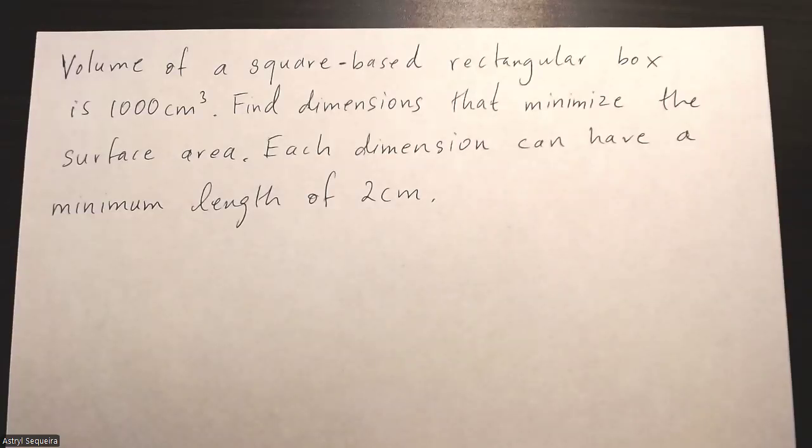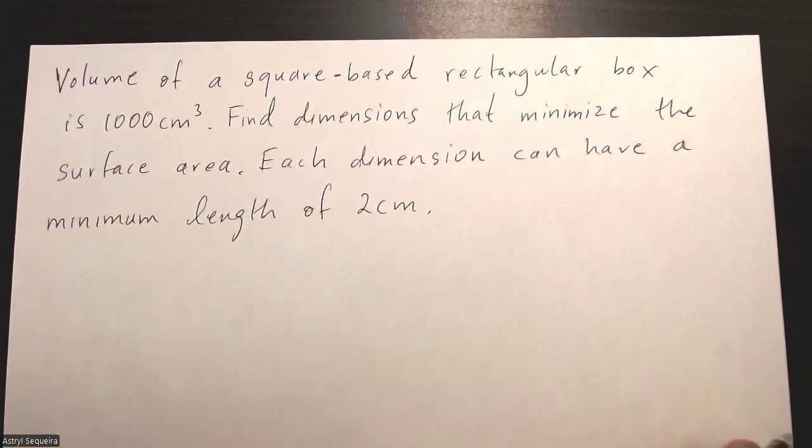All right, in this video, we want to solve this calculus optimization word problem over here where the volume of a square-based rectangular box is 1000 centimeters cubed. And we need to find the dimensions that minimize the surface area. And it says that each dimension can have a minimum length of 2 centimeters.